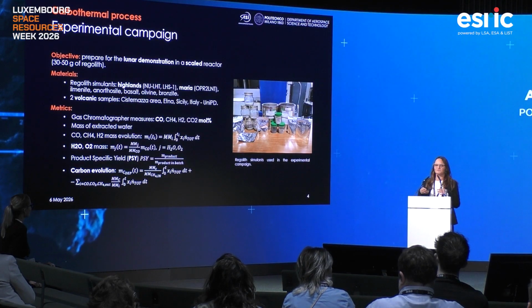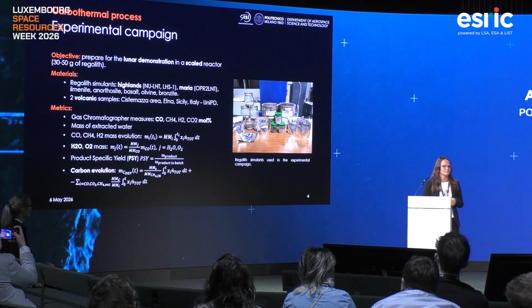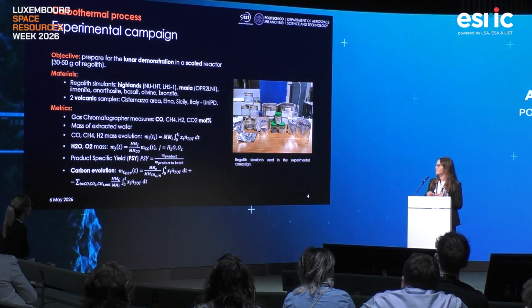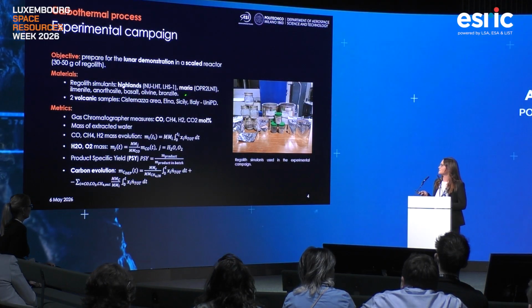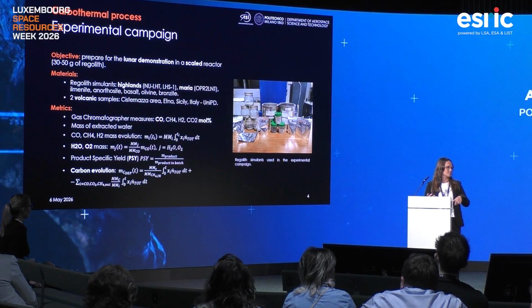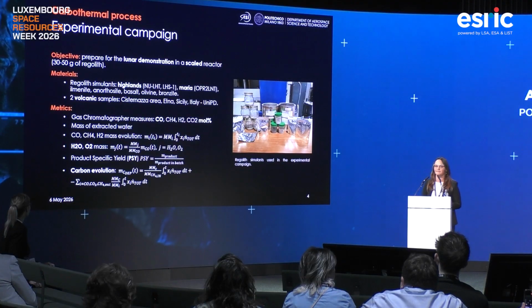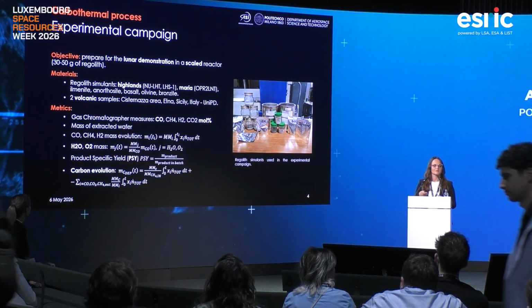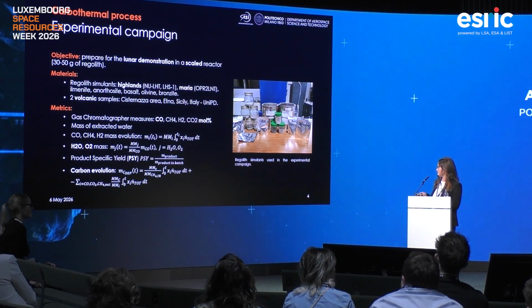As I mentioned, we want to move from a demonstration with one single simulant, that was the NU-LHT simulant, to more different materials to understand the impact of the feedstock on the process. So we tested other Highland and Maria simulant components such as ilmenite and anorthosite, and also thanks to a collaboration with the University of Padua, we had the opportunity to test also some volcanic soil samples taken from Etna in Sicily. And our main output is the mass of oxygen extracted that we compute through GC measure.